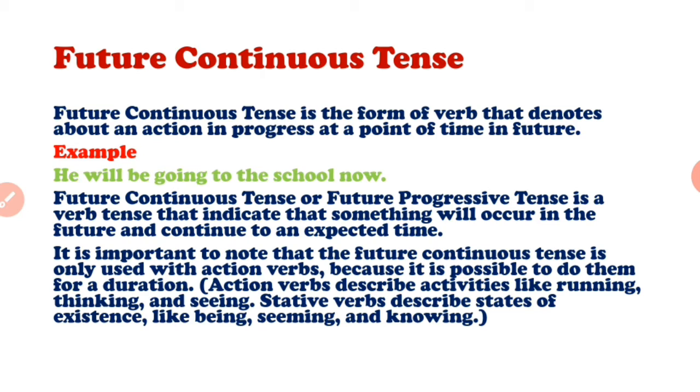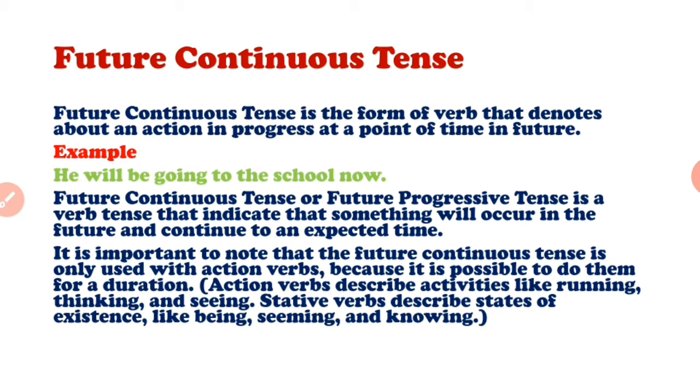It is important to note that the future continuous tense is only used with action verbs because it is possible to do them for a duration. Action verbs describe activities like running, thinking, and seeing. Stative verbs describe states of existence like being, seeming, or knowing. Don't go through by ing. It means you can say to be, to seem, to know.